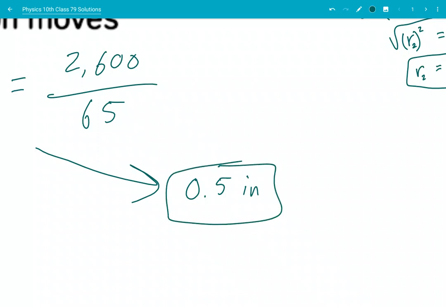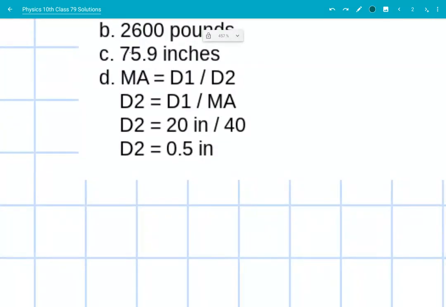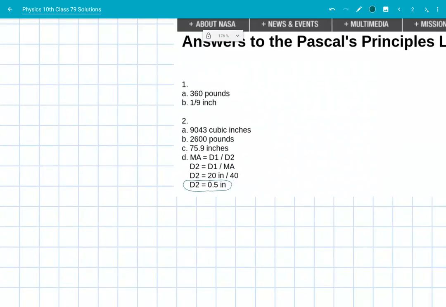Let's corroborate with NASA. And look, D2, they even went through this. They wrote more than they needed to, but there's the answer. D2 equals 0.5 inches. So, sweet.